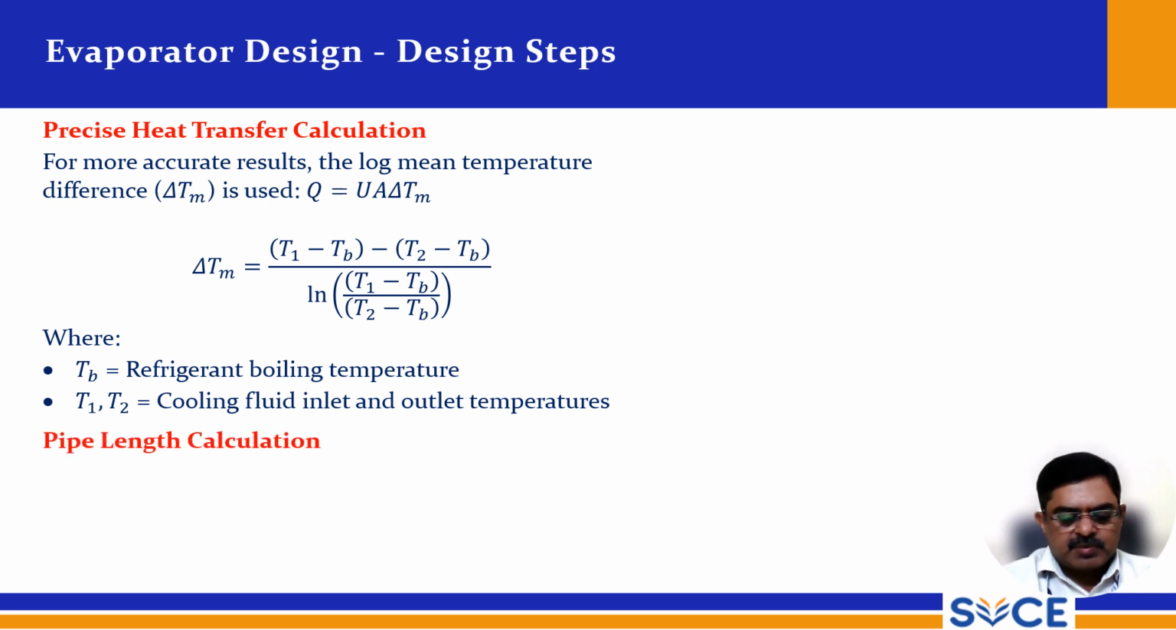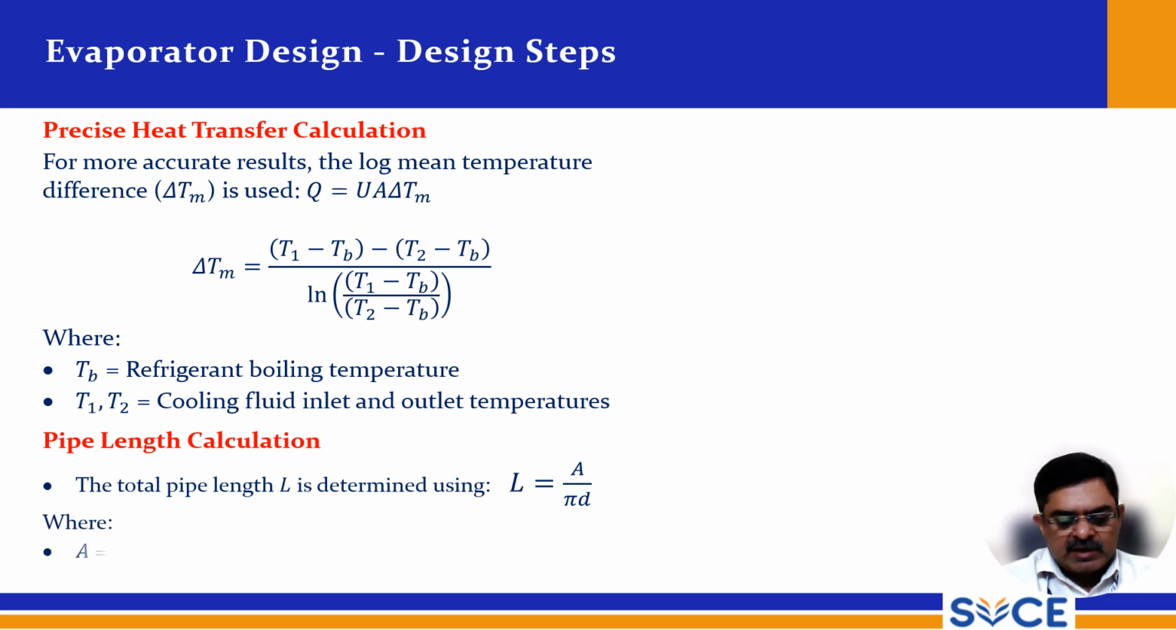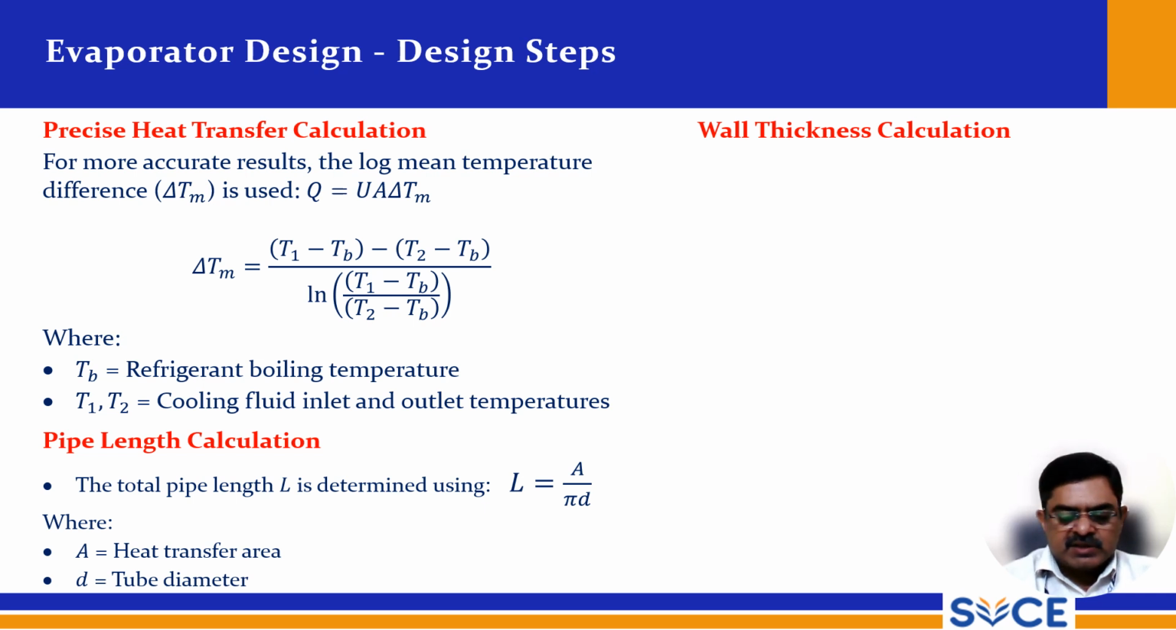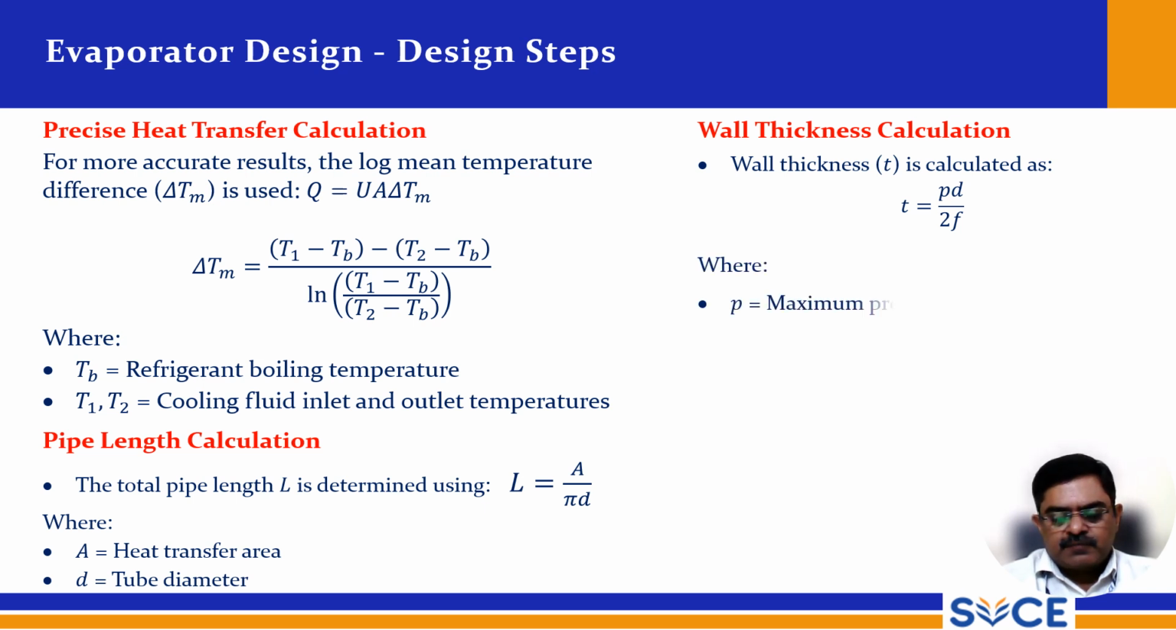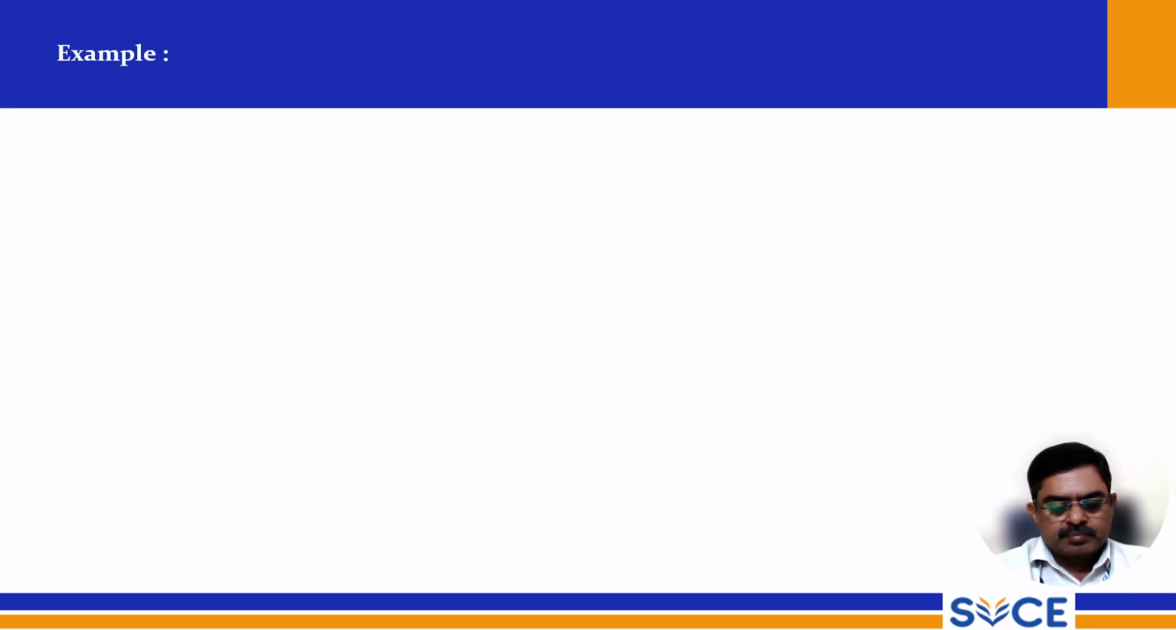So pipe length calculation can be L equal to A by pi D, where A is the heat transfer area and D is the tube diameter. So wall thickness can be calculated using this relation. Wall thickness, that is t equal to P D by 2F, where P is the maximum pressure, D is the tube diameter, and F is the hoop stress. Hoop stress is also taken into consideration to calculate the wall thickness.